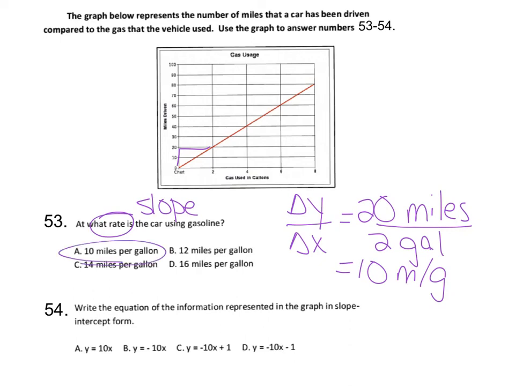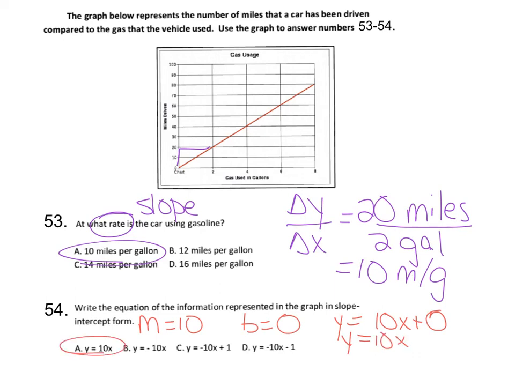So that is A. Then the second question says write the equation of the information presented in slope-intercept form. Well, we just found M. M is 10. B is 0. So that would be y equals 10x plus 0. We know we wouldn't write that 0. So we get y equals 10x.